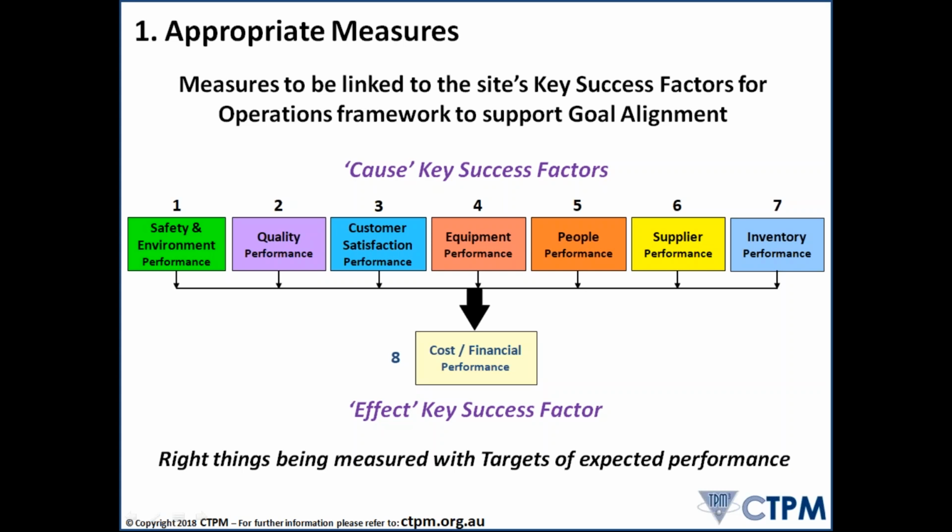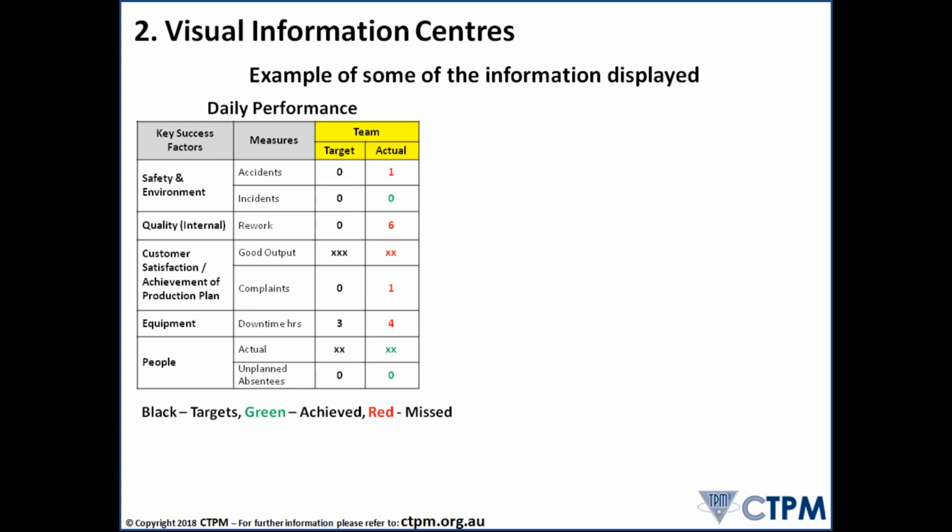So each of these we come up with measurements. As I said, the measurements don't need to be huge. We don't want formulas for them. We want really quick, tangible, observational ones that we can measure on a daily basis. And once we have those, we feed them into our visual information center. So here's an example of what that board could look like.